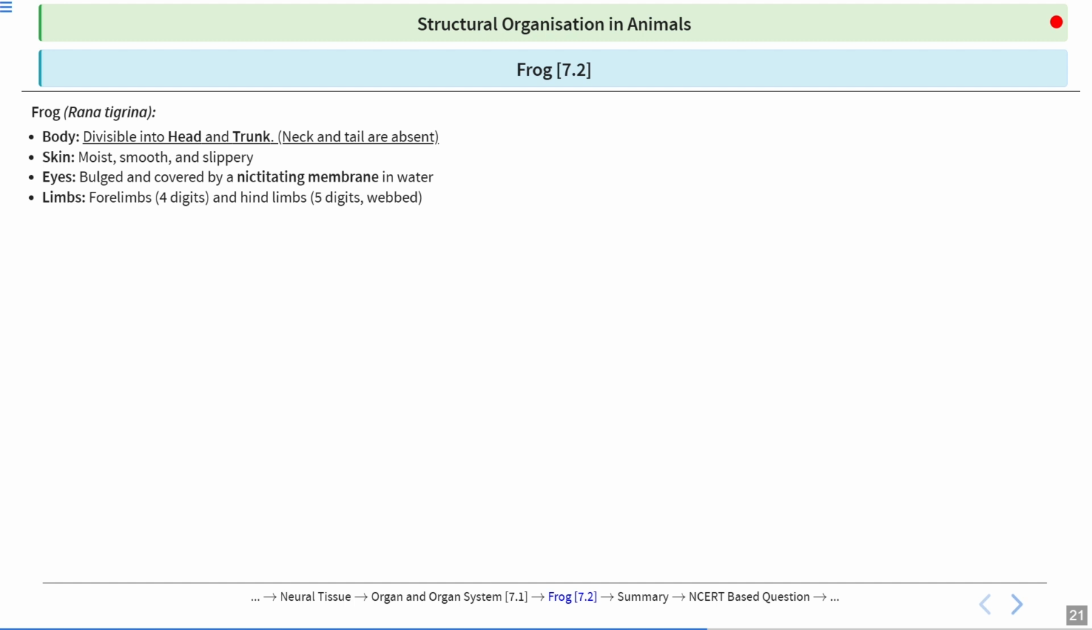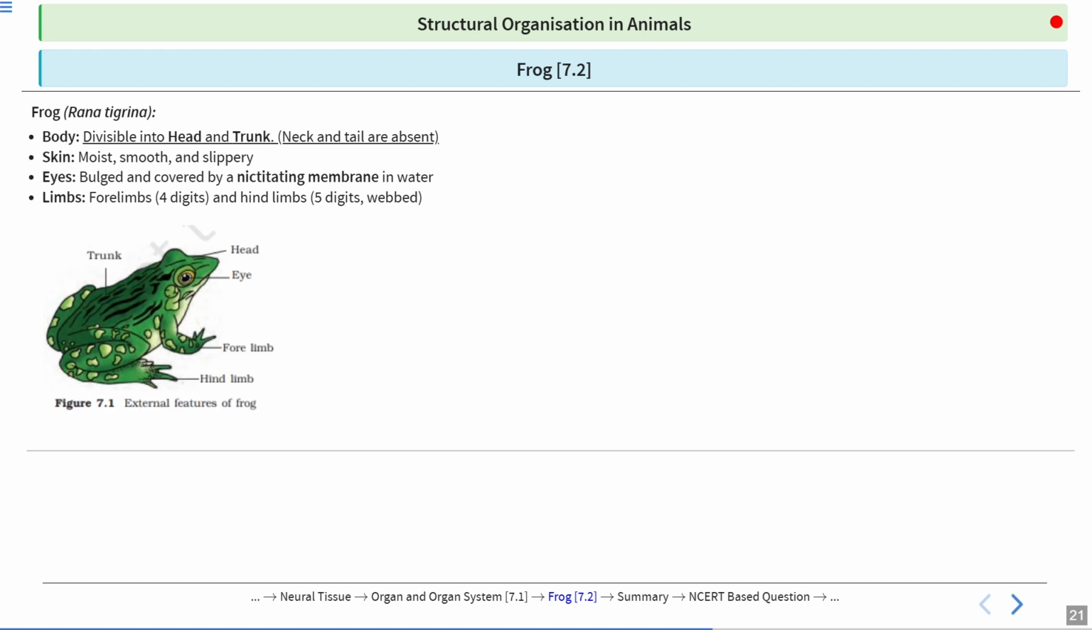The forelimbs have four digits only, and the hind limbs have five digits, and that too webbed. They are webbed because it helps in the swimming process. So here you can see the five digits, and in the forelimb four digits only, and their hind limb digits are webbed.